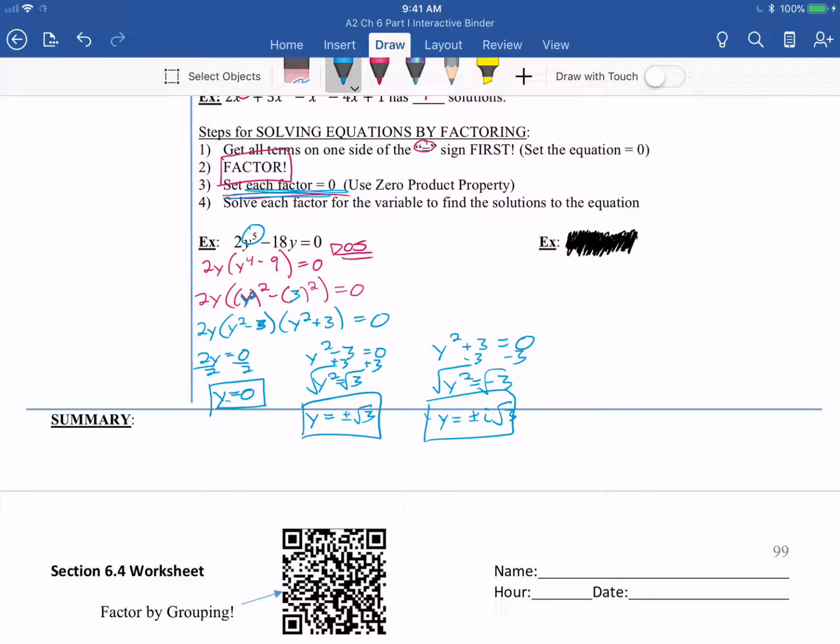Again, I know that factoring is a little bit tough. We'll do a lot of practicing with factoring. Always look for a GCF first.